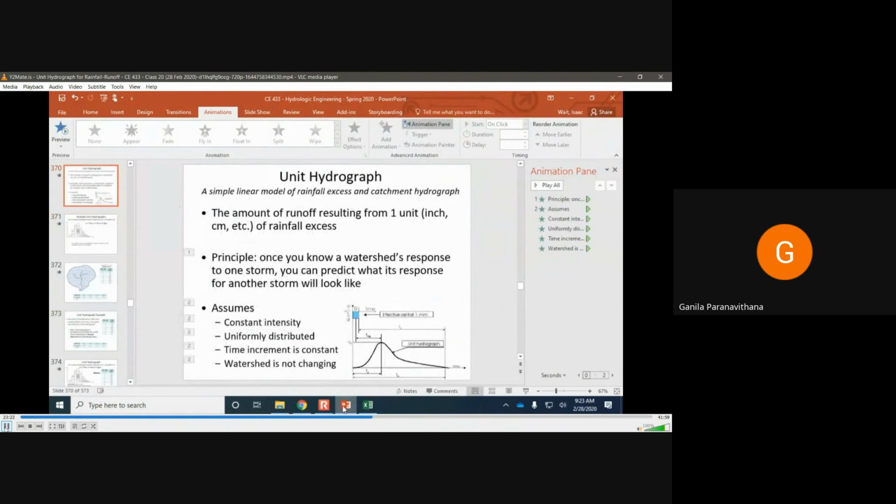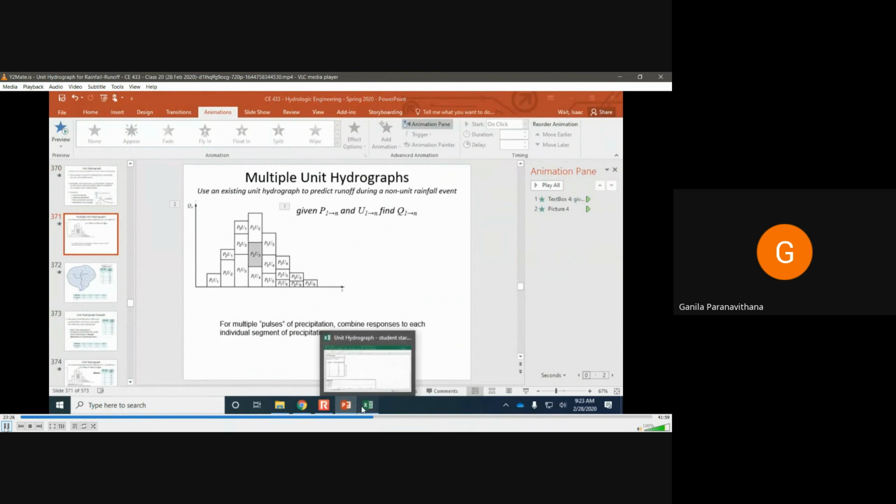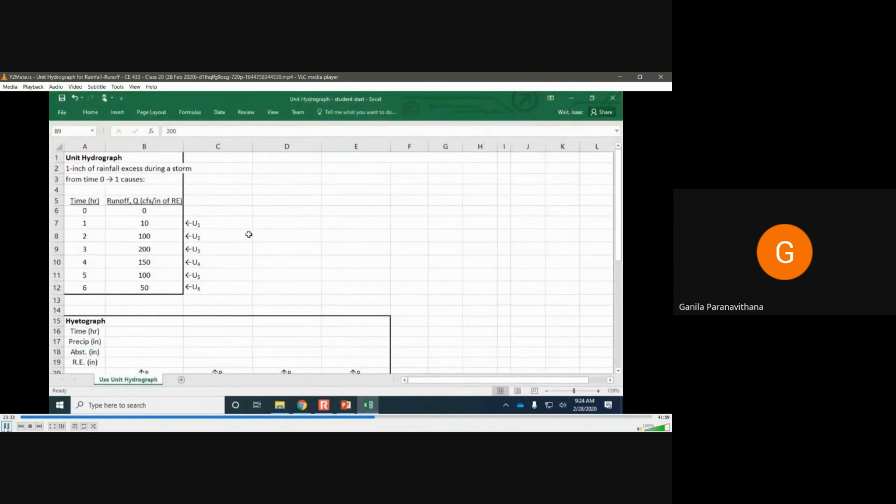So from the spreadsheet perspective, it's not important to label them. But when we go back and compare the results we get to this figure, I want you to know that the U1 is basically the unit response during the first hour, the unit response during the second hour, the unit response during the third hour, and so forth.